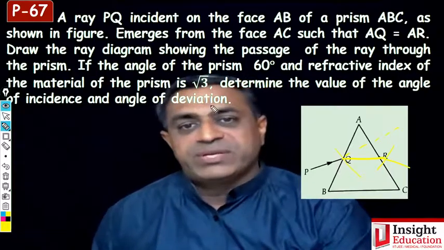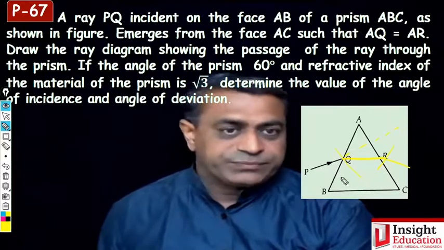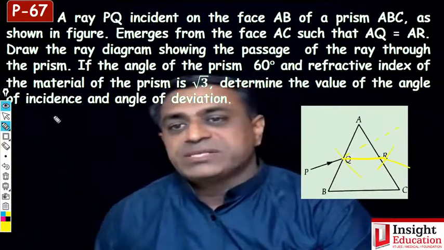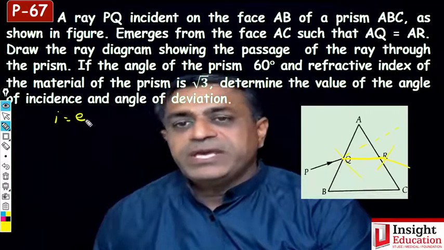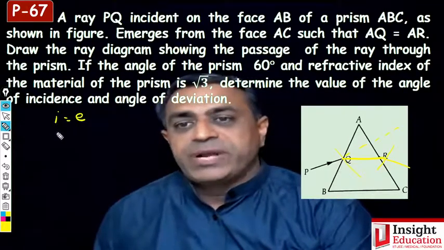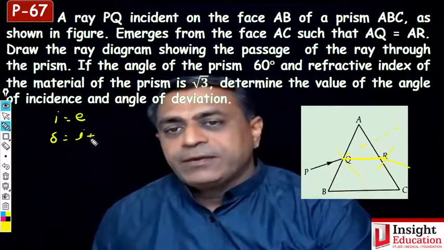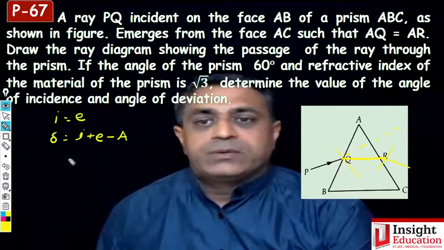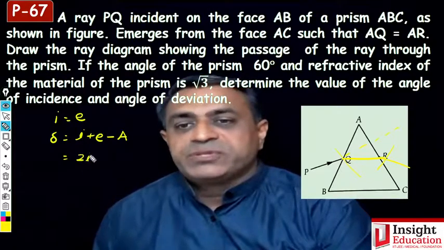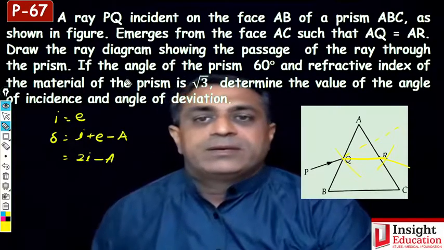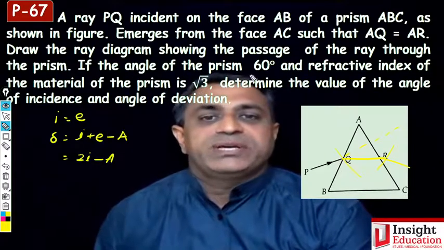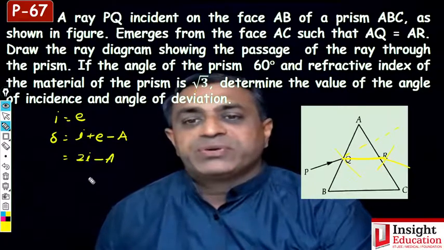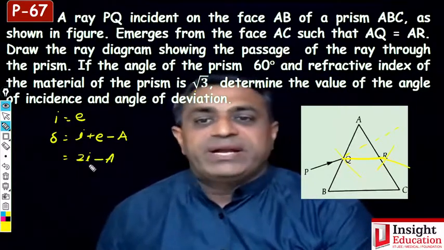So the angle of deviation is delta. How can we say? Here the ray is parallel to the base, so I can say I is equal to E. So now delta is equal to I plus E minus A. Since I is equal to E, it means 2I minus A. A is given as 60, and mu is equal to root 3. So we can find out I.